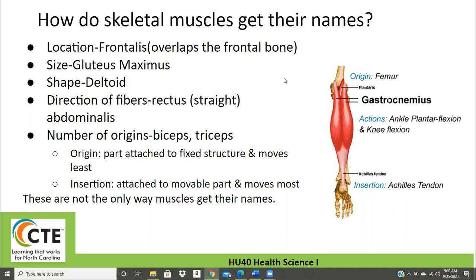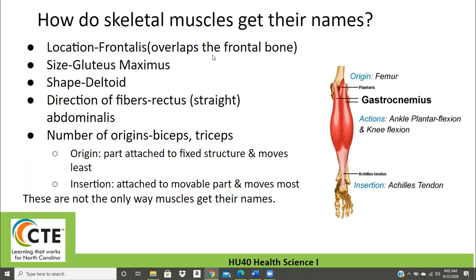All right, let's go ahead and get started. So basically, how do they name skeletal muscles? It's kind of the same as how they name the bones. One of the ways they name skeletal muscles is their location. The muscle over the frontal bone is called the frontalis. So you'll find a lot of muscles named for their location, maybe close to a bone, around the heart.